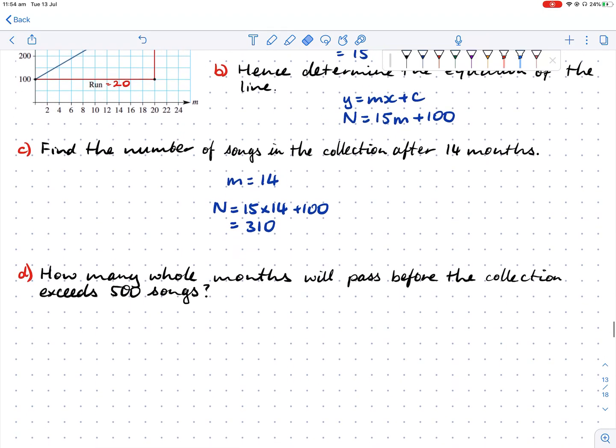All right, last one. How many whole months will pass before the collection exceeds 500 songs? So if we're looking at 500 songs, the 500 is the value of N. So N is equal to 500, and we're going to substitute it into that equation from above. So that's 15M plus 100 equals 500.